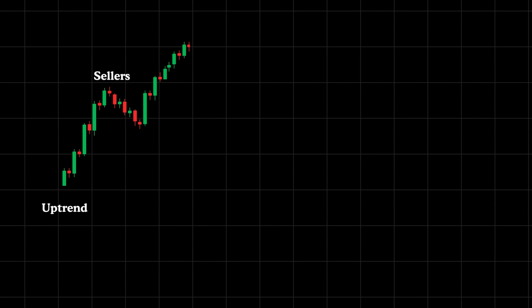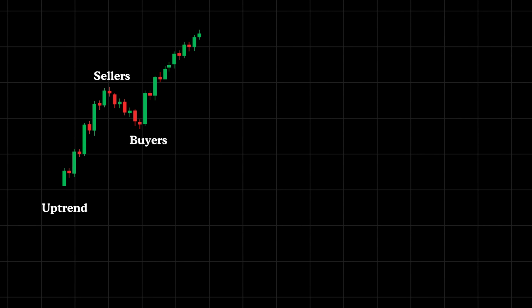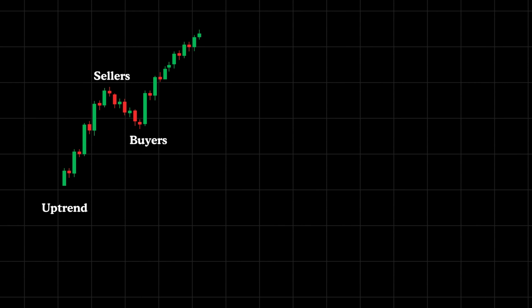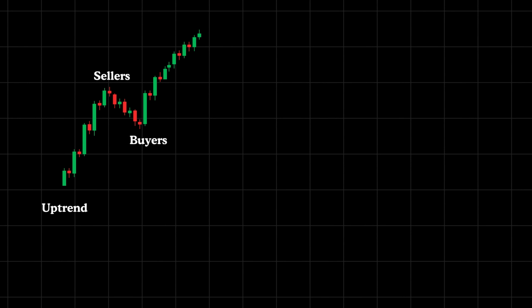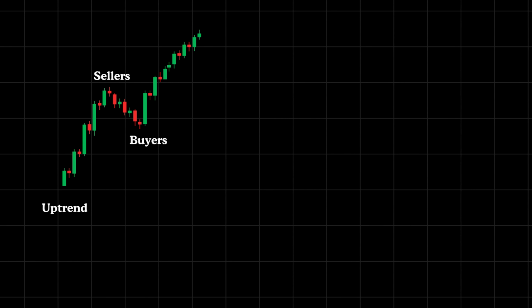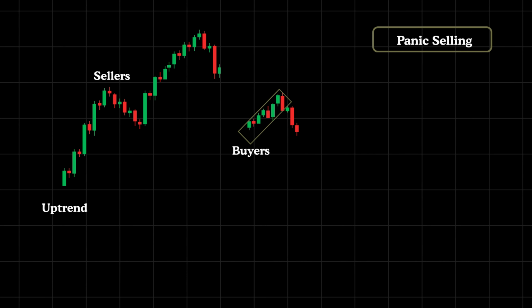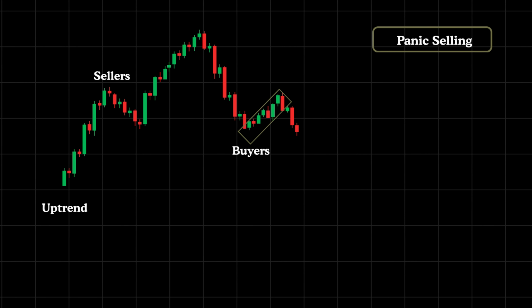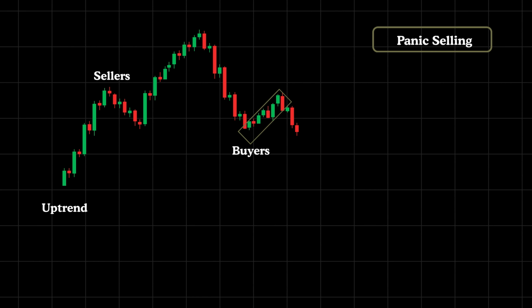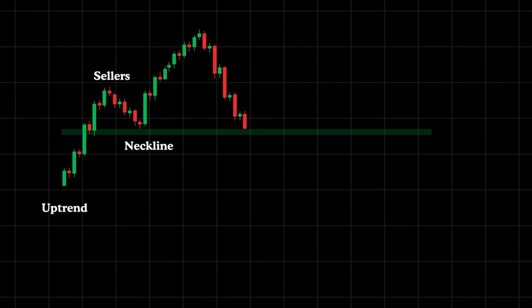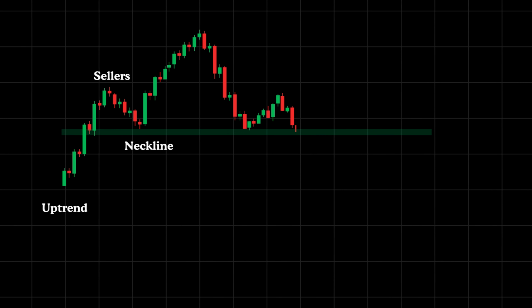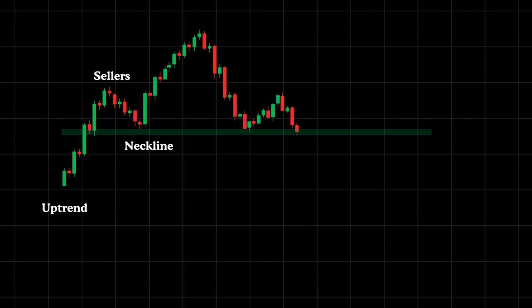At these lower levels, buyers once again enter the market to maintain their dominance. As a result, the price breaks the previous high and creates a new high. But due to strong selling pressure at the upper levels, the price once again declines, returning to its previous swing low. At this point, a clear support area is formed, which we call the neckline. The price then attempts to move up again, taking rejection from this support area.